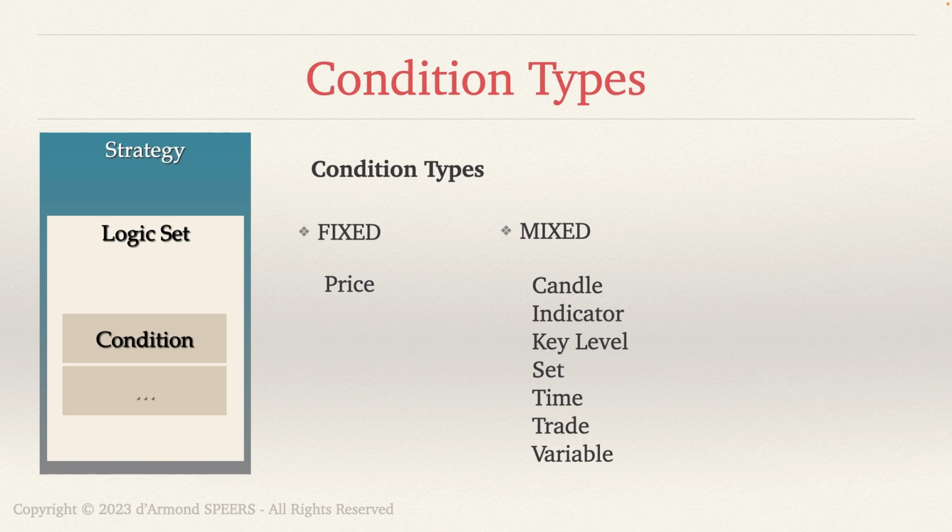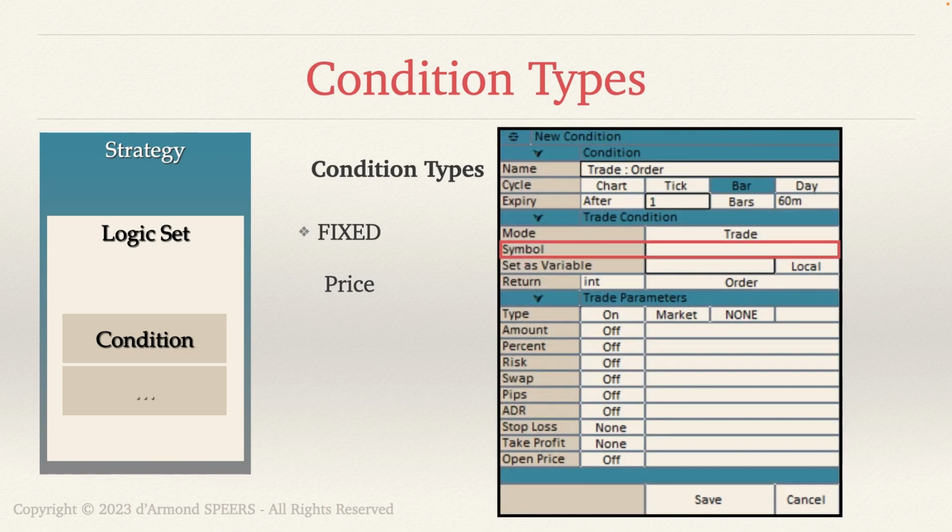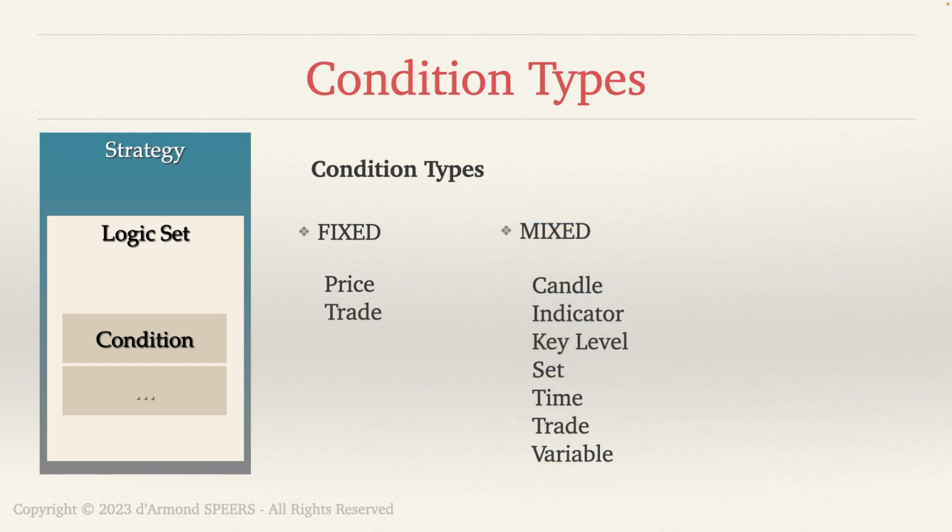A trade condition is usually mixed, but there's an option to set the symbol as well, if you only want this trade condition to apply to a given symbol. In that case, this trade condition becomes fixed. The last type is the unpaired condition. There's only one unpaired condition type, and that's the account condition. This condition is not getting data about any symbol, so the selection of the symbol doesn't matter even when the strategy is running. Okay, so how does this condition type affect the running of our strategies?